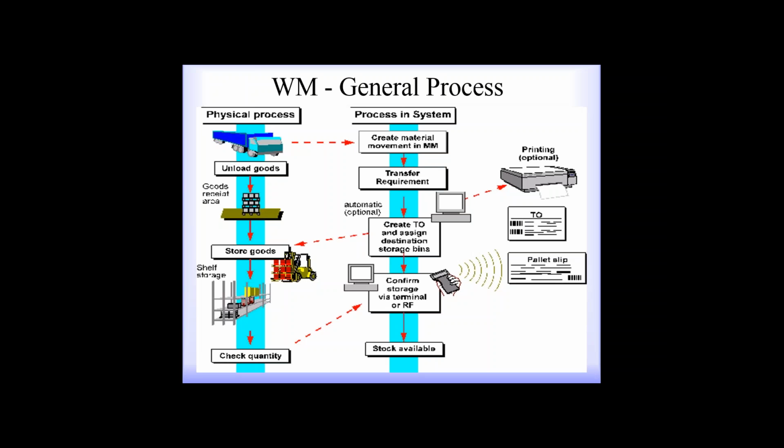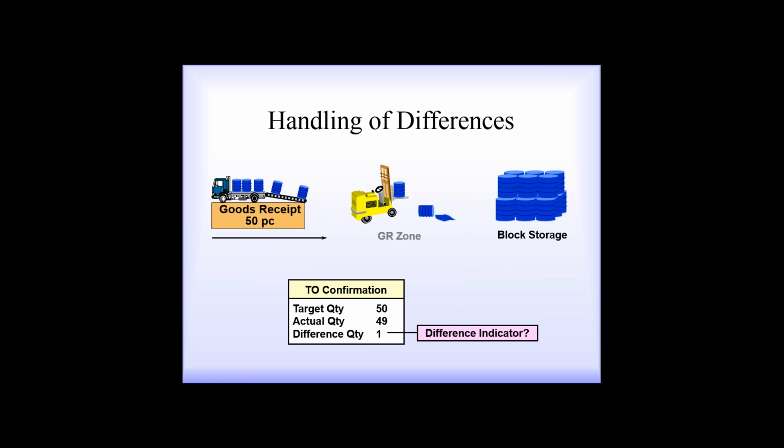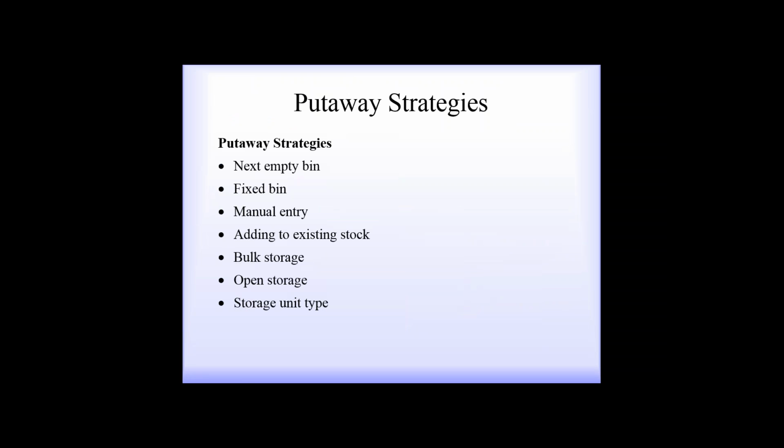So this is an illustration of the general process in WM. Any order you create in WM for doing any movements, we need a transfer order, right? For that you can have the transfer requirement as well. You can convert it into a TO, a transfer order. That will be covered in detail, and how to handle the differences in WM.